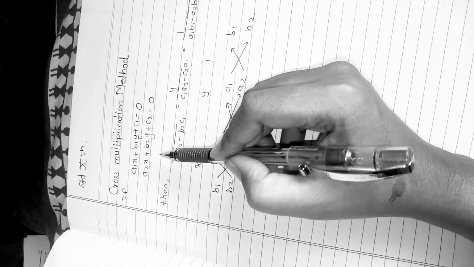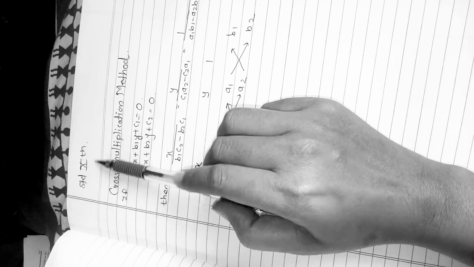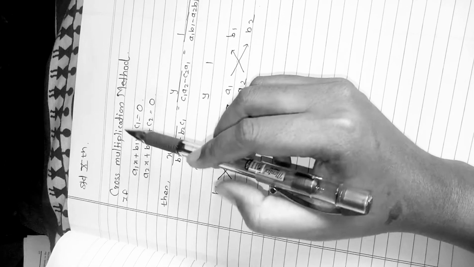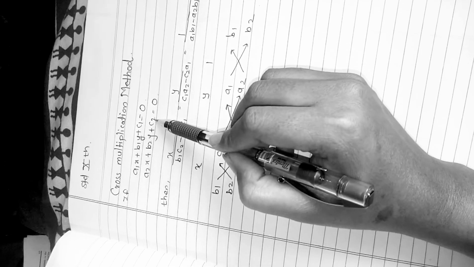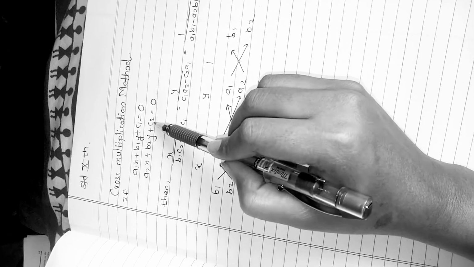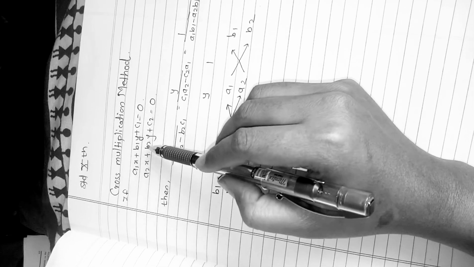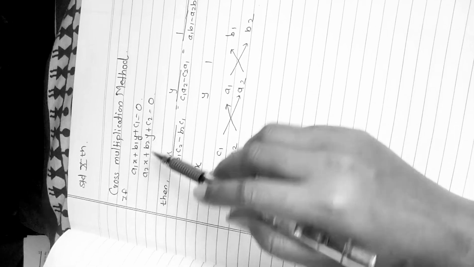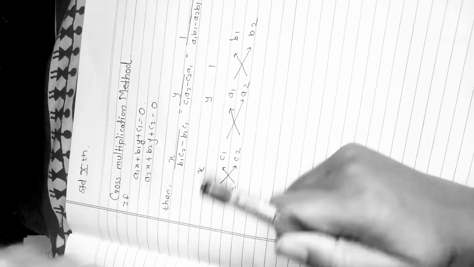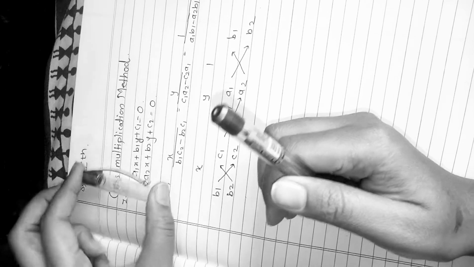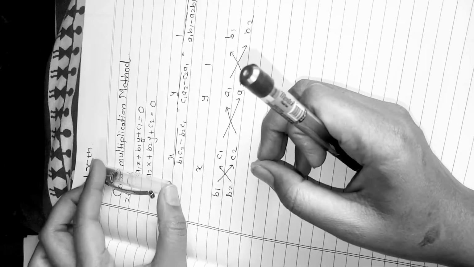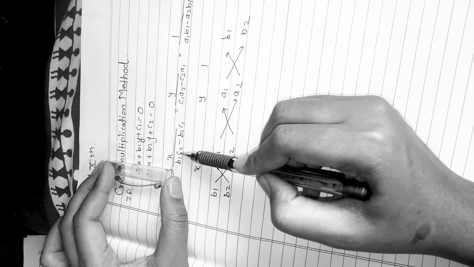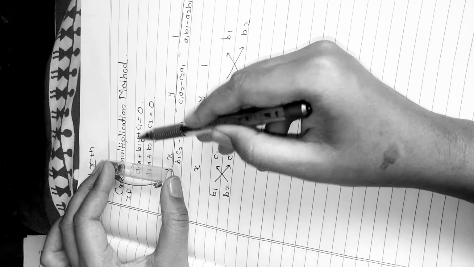When we find the value of x, we delete the column of x, then we cross multiply b1 by c2 and take the minus sign, b2 by c1. So the value of x is b1 c2, here we delete this column of x, then b1 c2 minus b2 c1.